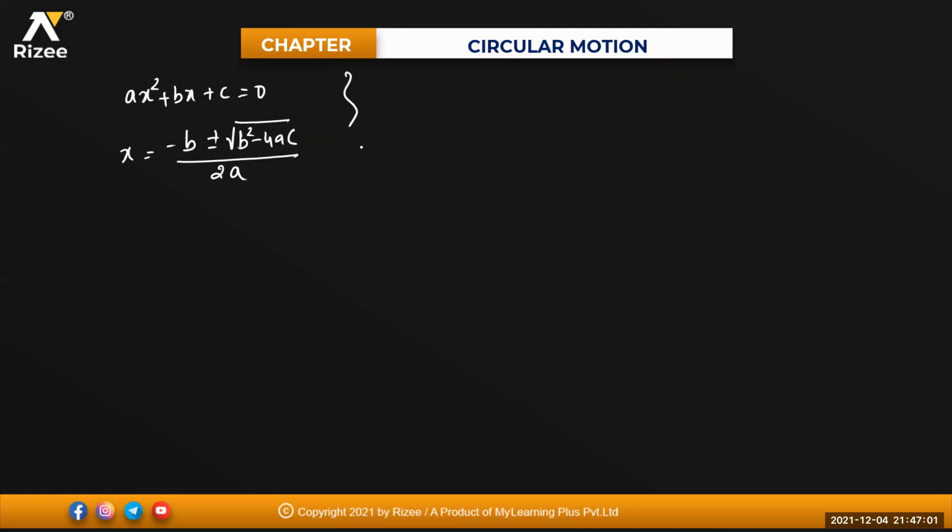Isn't it? Now what is the equation given for me? You see here, the given equation is t square minus 4t minus 12 equals 0. So I can use the formula. What are the values, beta? The a value is 1, b value is minus 4, c value is minus 12.